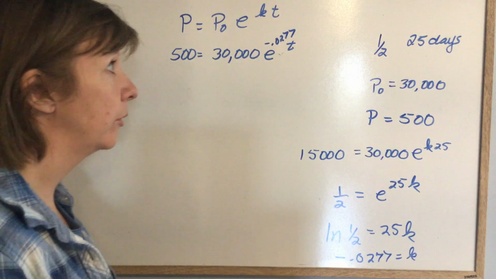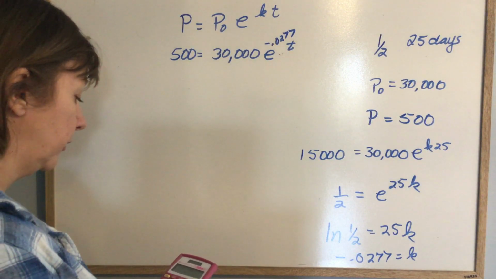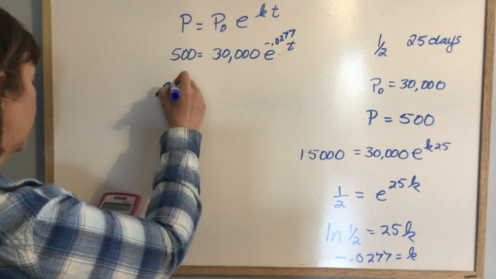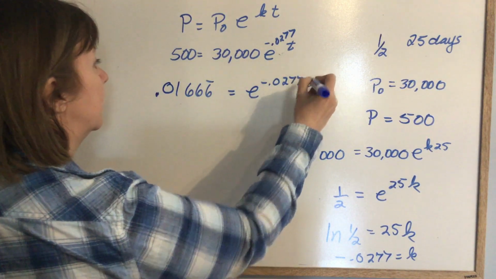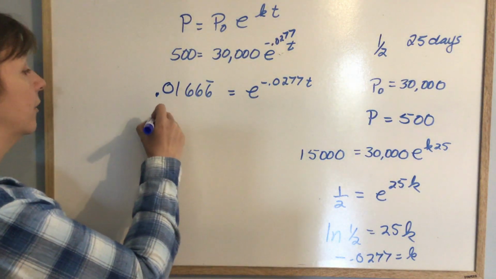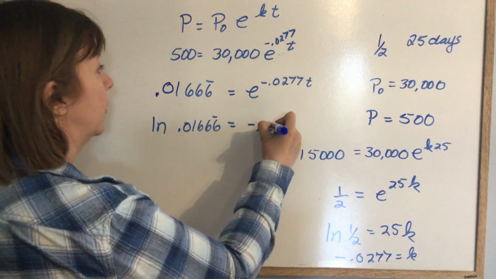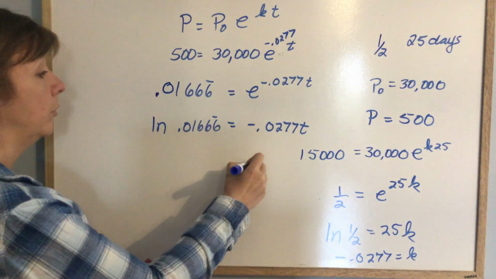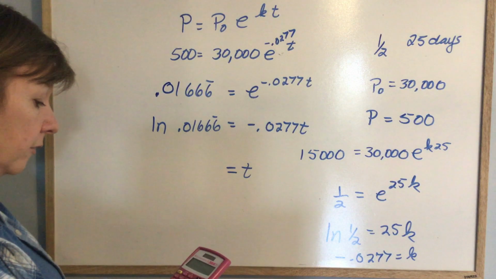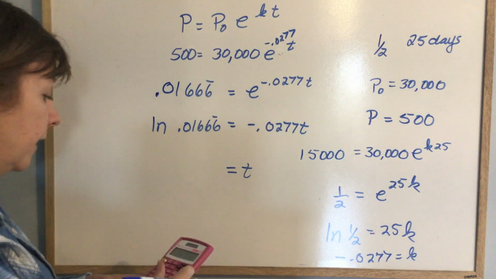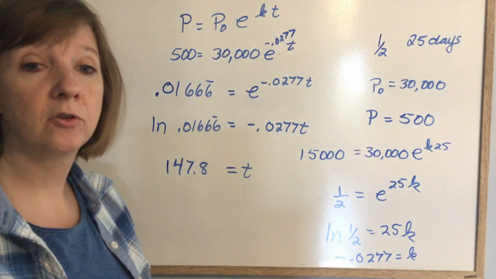This is a lot less than half, so I should end up with a lot more than 25 days. So I'm going to do 500 divided by 30,000, and that gives me 0.01666, and it just keeps on going, is equal to e to the negative 0.0277t. Again, by now you should be seeing the pattern. Change this to logarithmic form. ln of 0.01666 is equal to negative 0.0277t. So I'm just going to divide both sides by negative 0.0277. So I'm going to do ln of my answer divided by negative 0.0277, and I'm getting 147.8 days. Again, much more than 25 days.